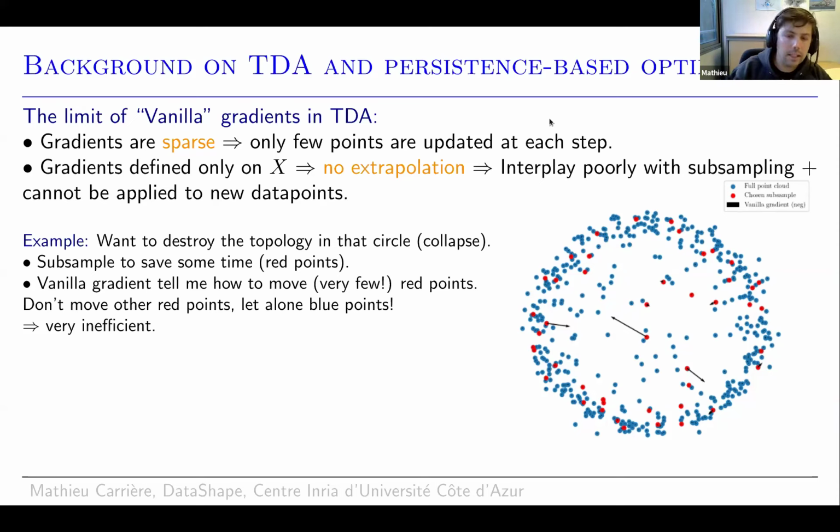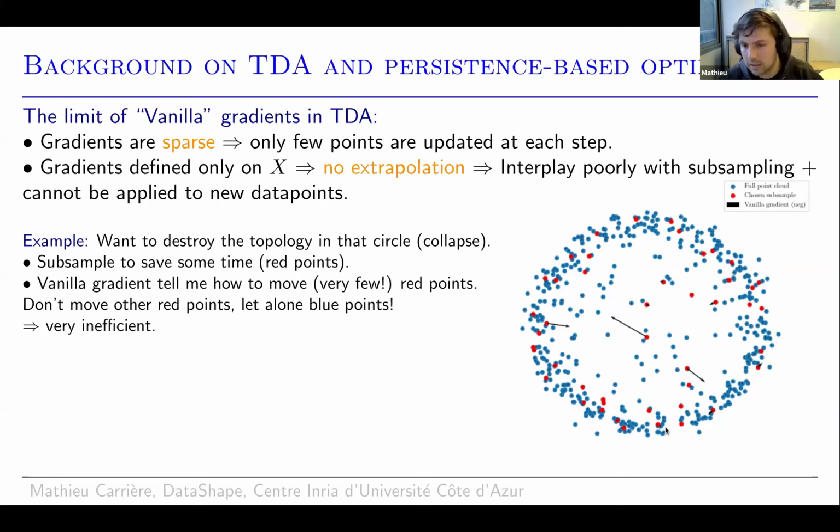subsampling is that if you use subsampling to make the persistence diagram computation fast, you won't improve on sparsity. The gradient was sparse, but if you apply it on a sparse subsample, it would be even worse. Okay, so that's what I mean by poor interplay.